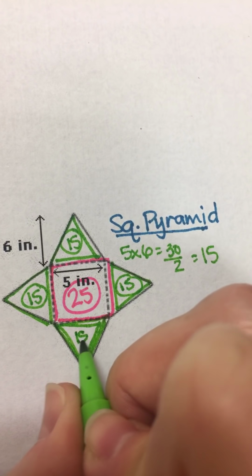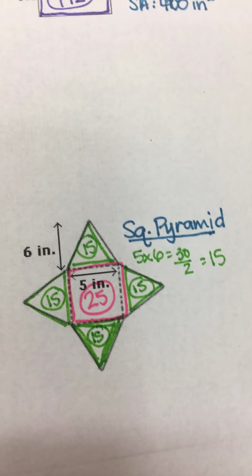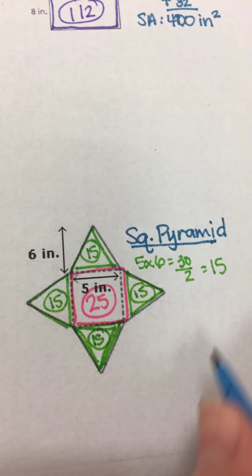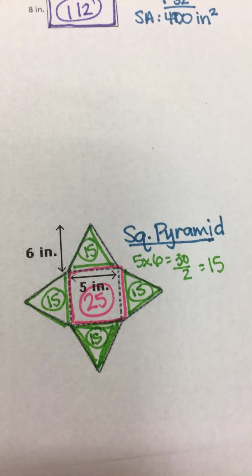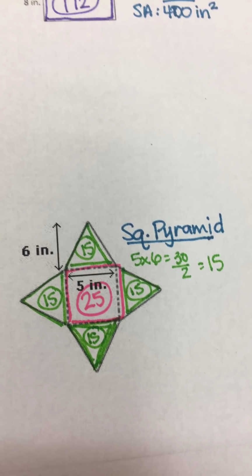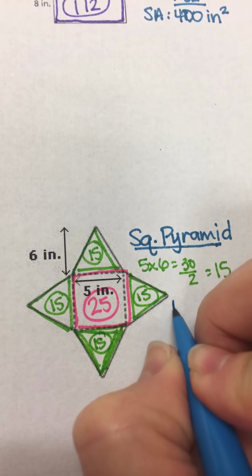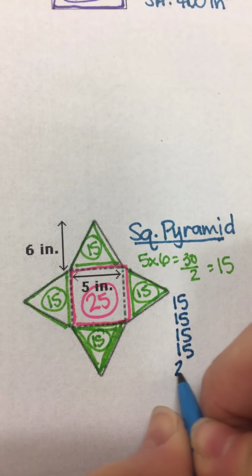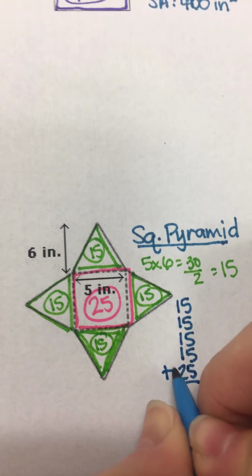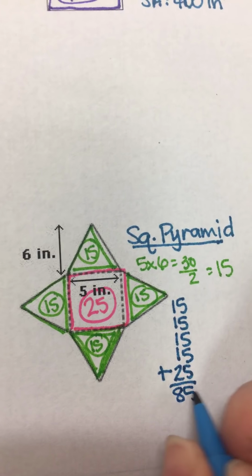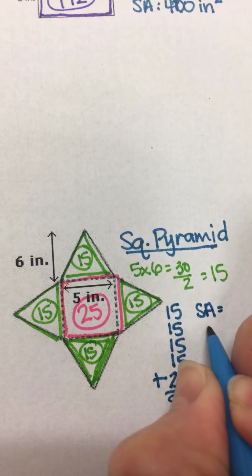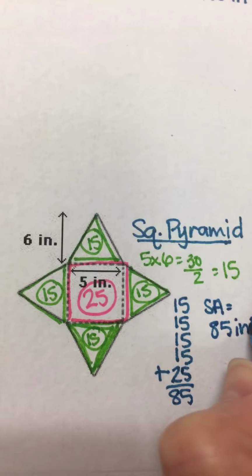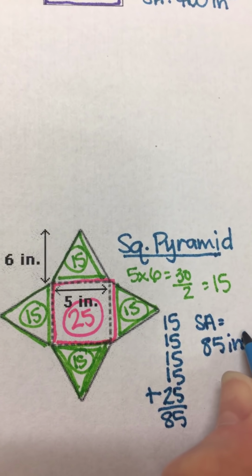So that's easy enough. And then to find the complete surface area, remember surface area is the combined area of all the surfaces or all the faces of that figure. We're going to add them back up. So we're going to do 15, 15, 15, 15, and 25. And when you add all of those up, you get 85. So the surface area of this shape is 85, and the units are going to be inches squared.